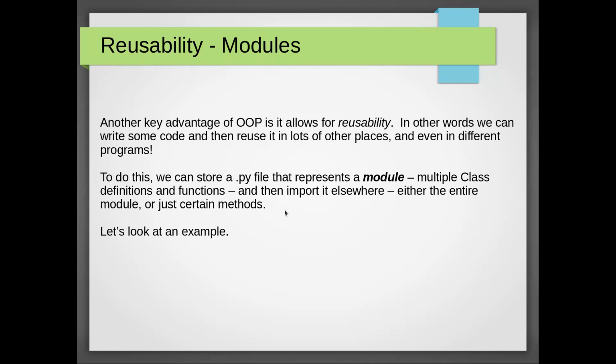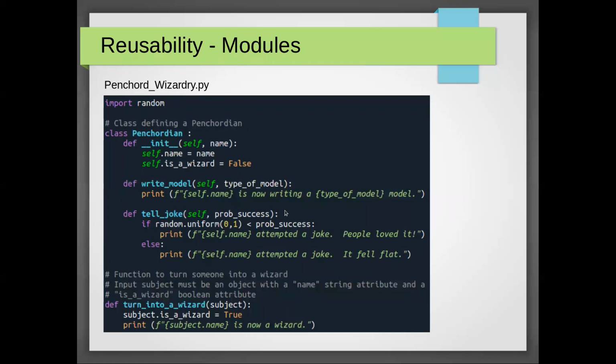So let's consider an example. So here I've written a file called pencordwizardry.py, and this is my module. And in this module, the first thing it does is import the random library, and then it has a class definition here, which defines what a Pencordian is. And in this class definition, the constructor takes a name as an input. It sets up the name as an attribute, and it also has a Boolean attribute here called is_a_wizard, and that defaults to false. And then it's got a couple of methods.